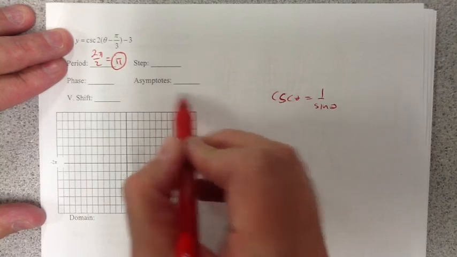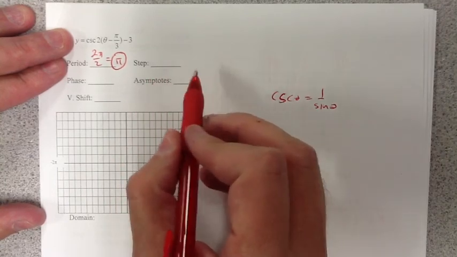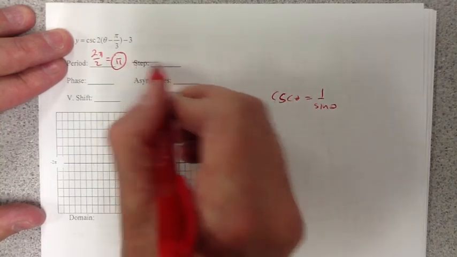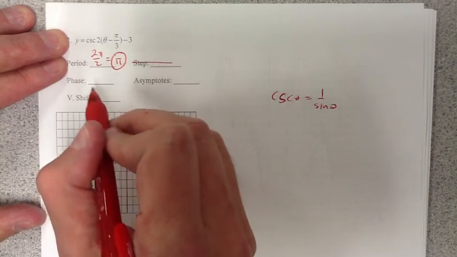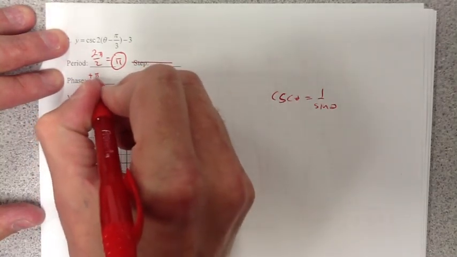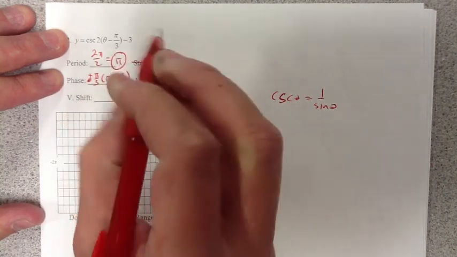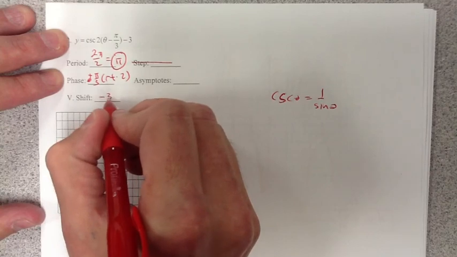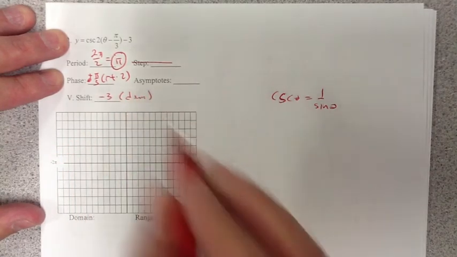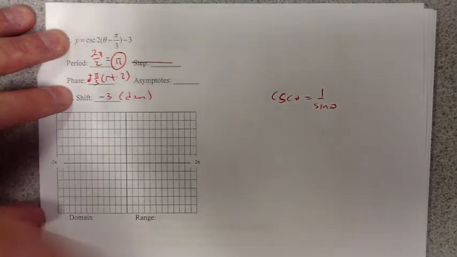So you can almost guess what the asymptotes are going to be in this case, because they're going to be about half. So instead of repeating every pi, it's going to repeat every pi over 2. Now, we're not going to worry about the steps. The amplitude is 1. We do have a phase shift. It's going to go right pi over 3, or right 2 units. We do have a vertical shift of 3. That's negative 3, so it's going to go down, right? And that's our midline.